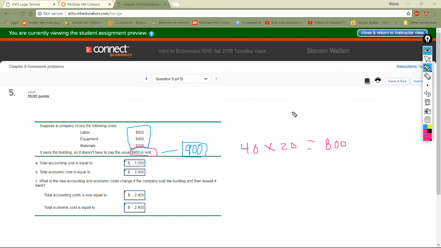That's the economic cost. Economic cost is anytime you have a cost that's not put in the books. That's basically all economic cost is. It's unrecorded costs or resources that you're not paying for but are using.